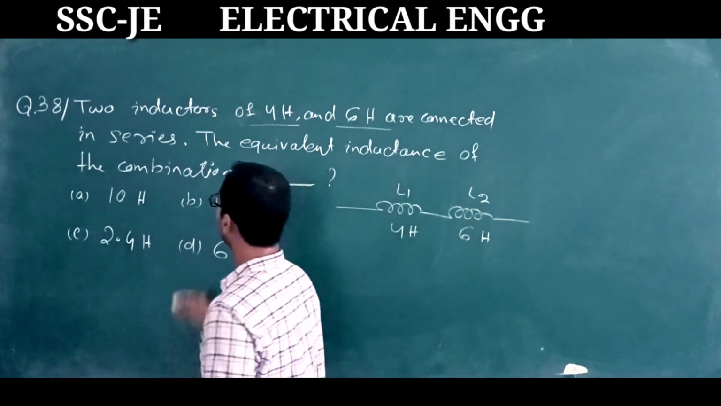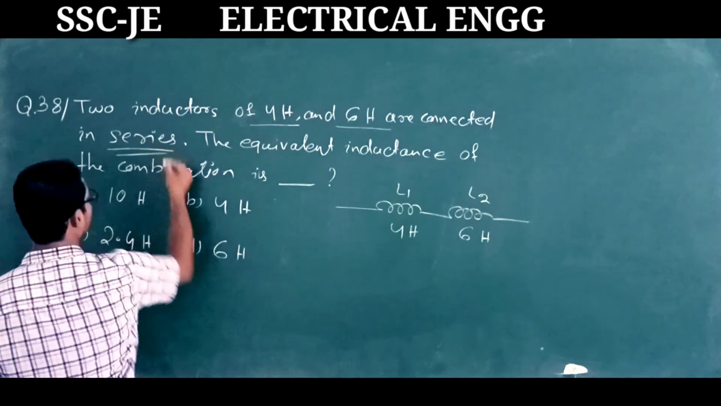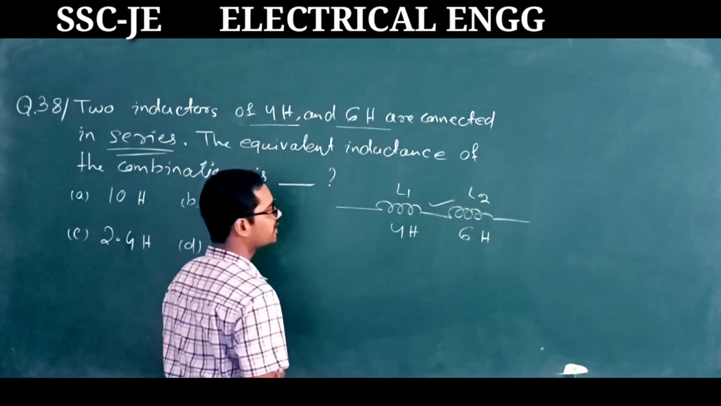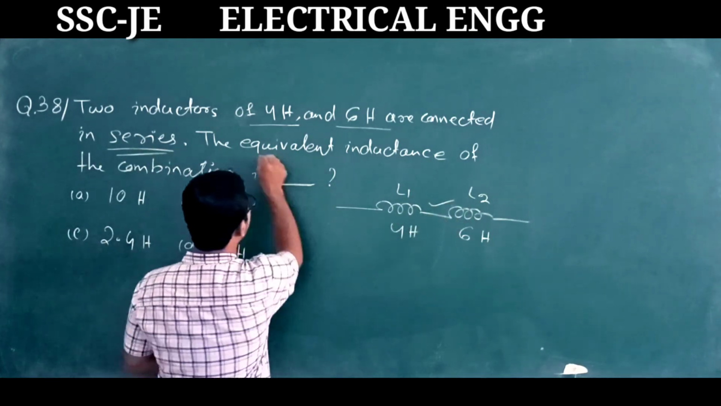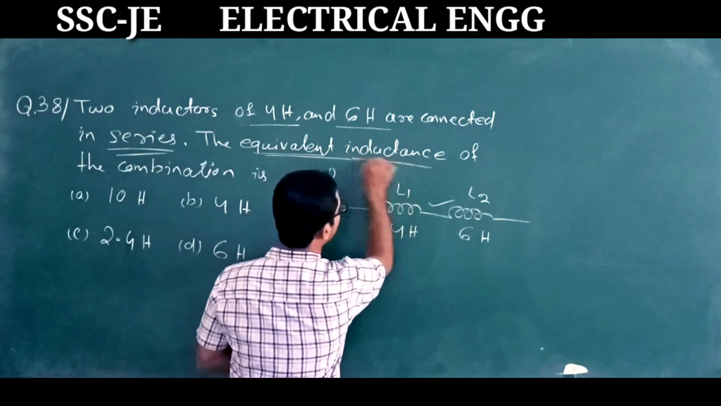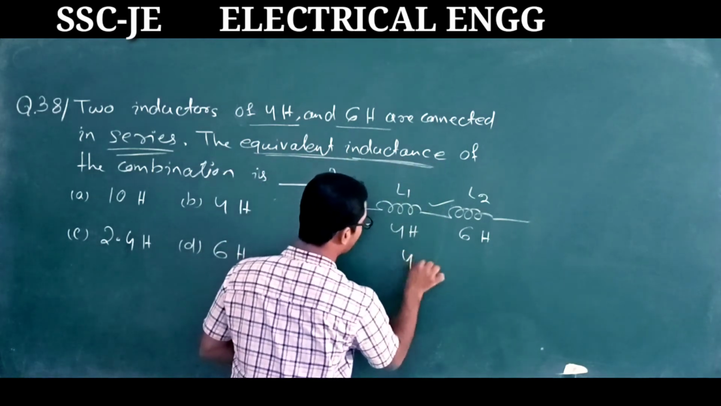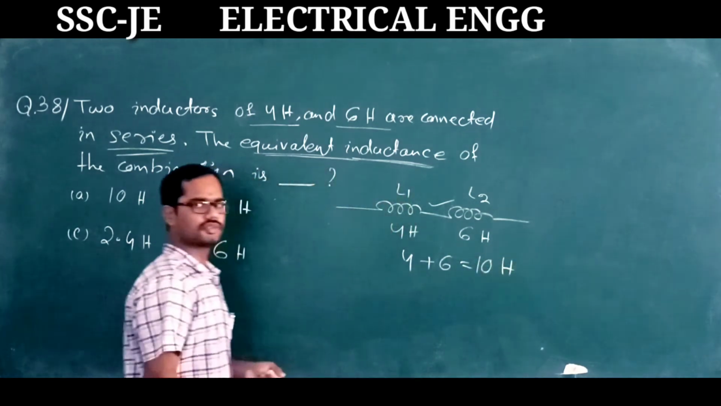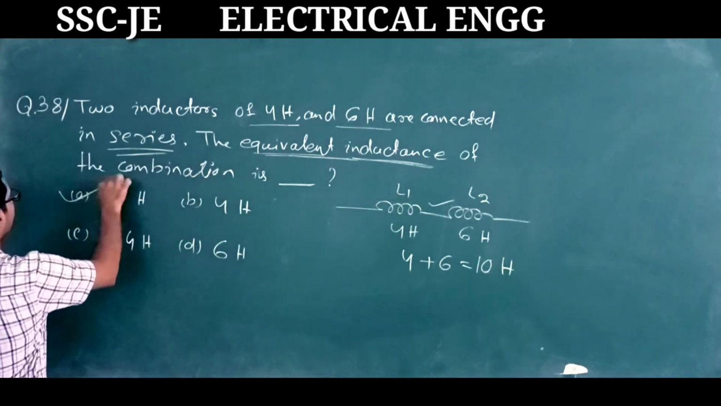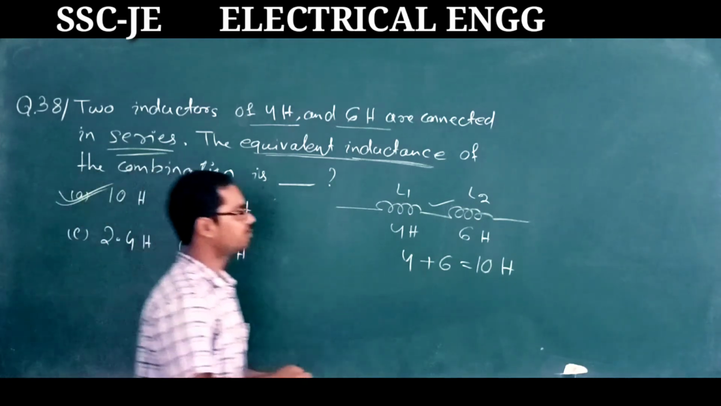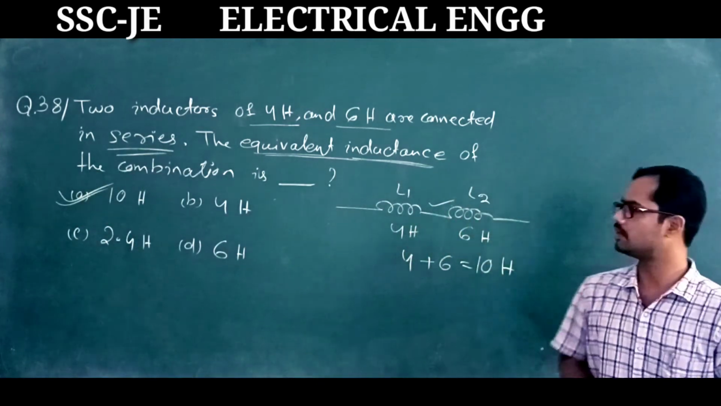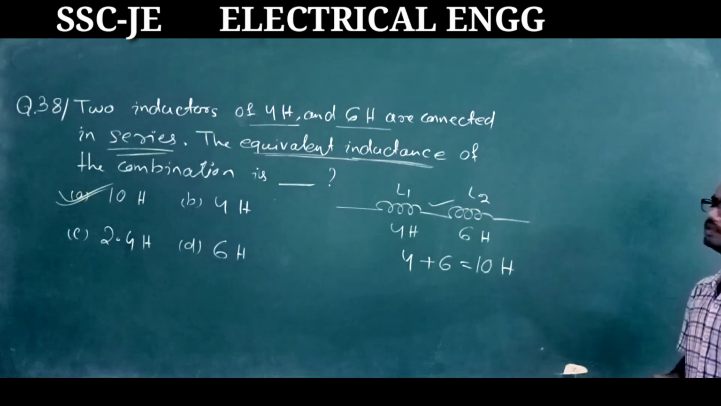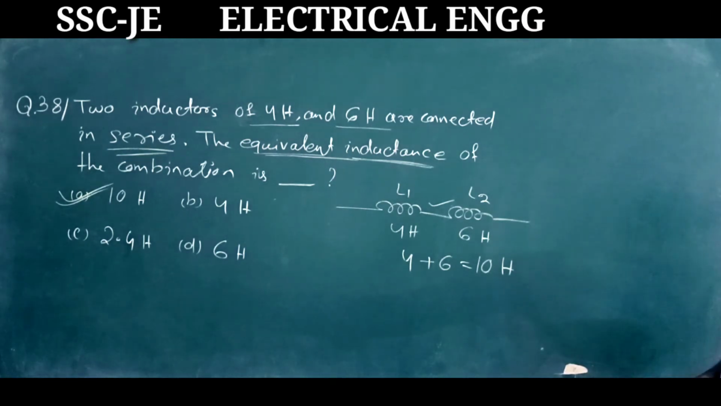So simple question, it is connected in series. So this is your series combination. For the series combination, we will find out the equivalent inductance, which means the total inductance will be 4 plus 6, so 10 Henry. This is a very simple question. These types of questions come in the preliminary exam or paper 1 of SSC JE. So answer A is the correct answer.